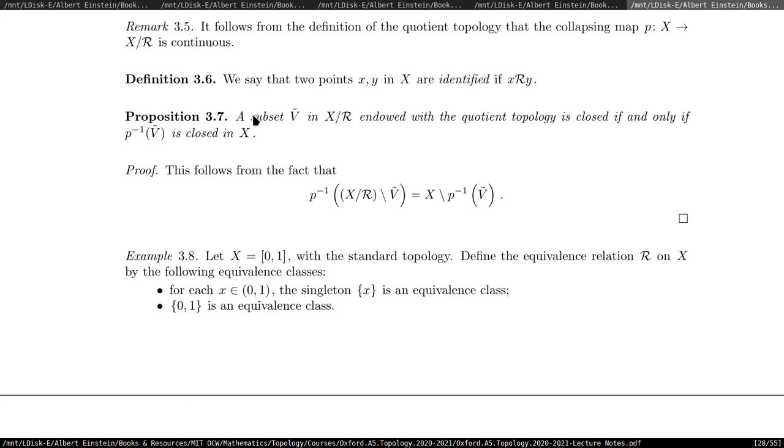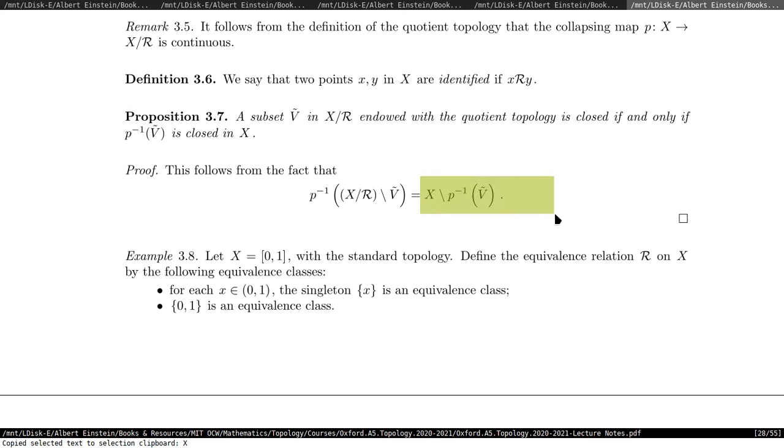What you consider is the pre-image of the complement of this V tilde. So you have X mod R minus V tilde. You take the pre-image of that, and that is equivalent to X minus the pre-image of V tilde. And if the pre-image of V tilde is closed, then this thing is open. And if this thing is open, this whole thing is open, which means V tilde is going to be closed, right? So you have the relation in both directions.